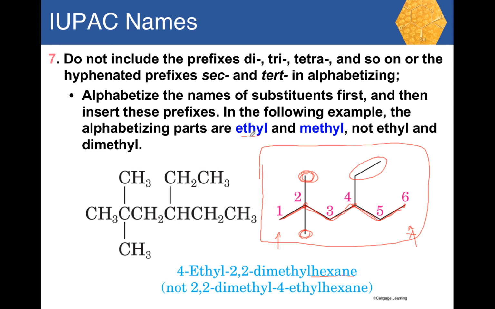So how do we name this molecule? We know that E comes before M. So we'll have to start with the ethyl. So it becomes a 4-ethyl.